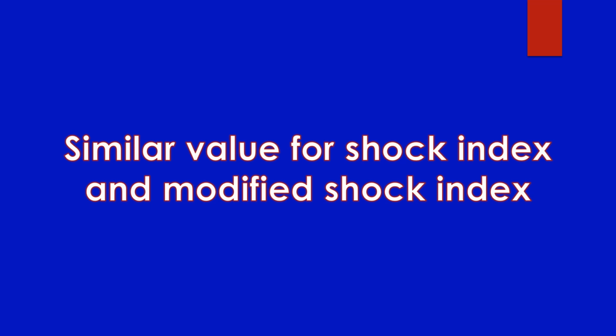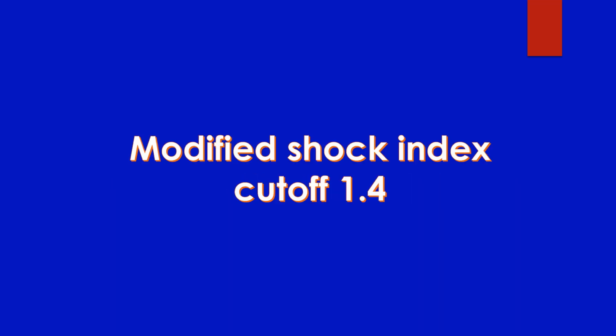Similarly, they noted no difference in the predictive value between shock index and modified shock index. But other authors have found modified shock index to be more accurate than shock index. In that study, shock index cutoff of 0.7 and modified shock index cutoff of 1.4 were used.